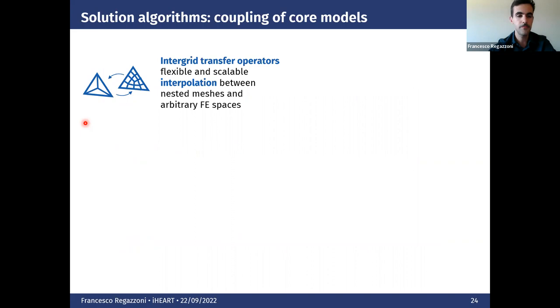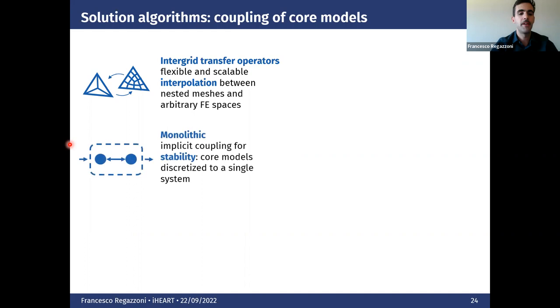So this was for the approximation of the single model. But as we mentioned before, we have several models that are coupled together because we have a multi-physics model. And so we have to make all these models communicate with each other. And to do that, we use the intergrid transfer operators that allow to pass the information from one model to the other. But how to couple these models? There are several approaches, and I give you an idea of the different approaches.